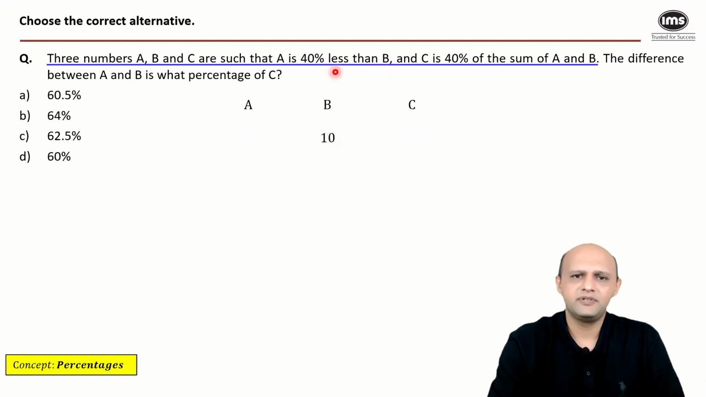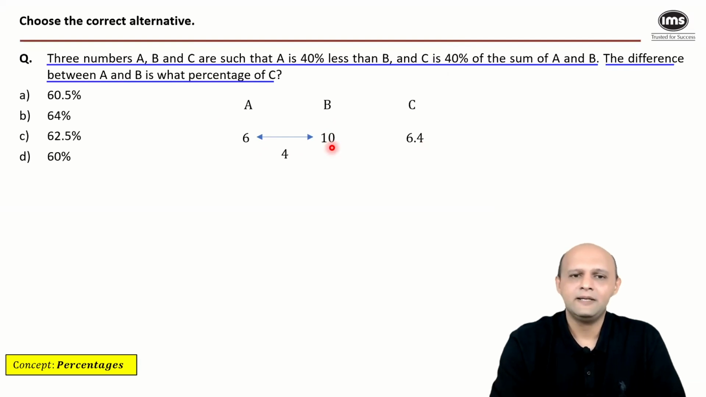If B is 10, obviously A is going to be 6. What is the sum of A and B in that case? It would be 16. And what is 40% of 16? It would be 6.4. Okay, so that finishes with the assumption part of the question. Now the difference between A and B, what's the difference? 4. Okay, is what percent of C? A very simple, straightforward question.